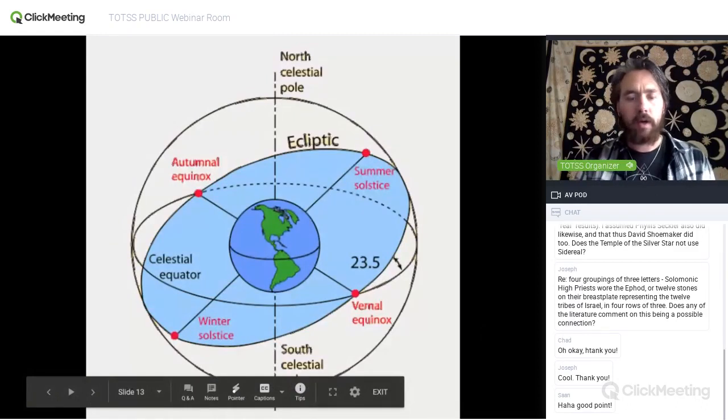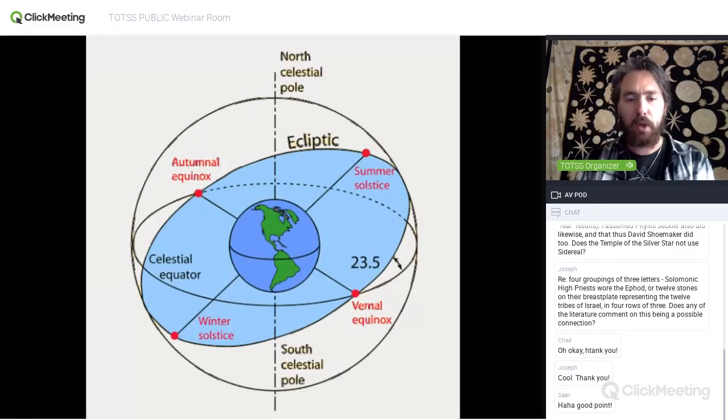Okay, so hopefully this won't take too long or be too confusing, but I just want to briefly give an introduction to what the zodiac is, and a few things about it. So this is some ultra brief and probably oversimplified astronomy here.